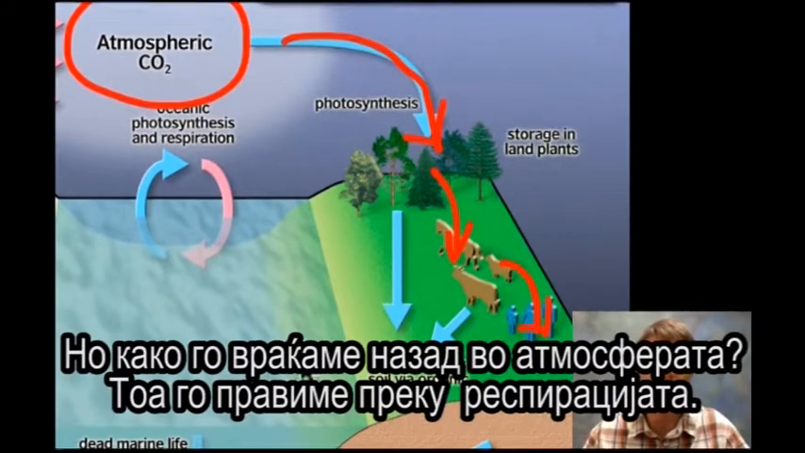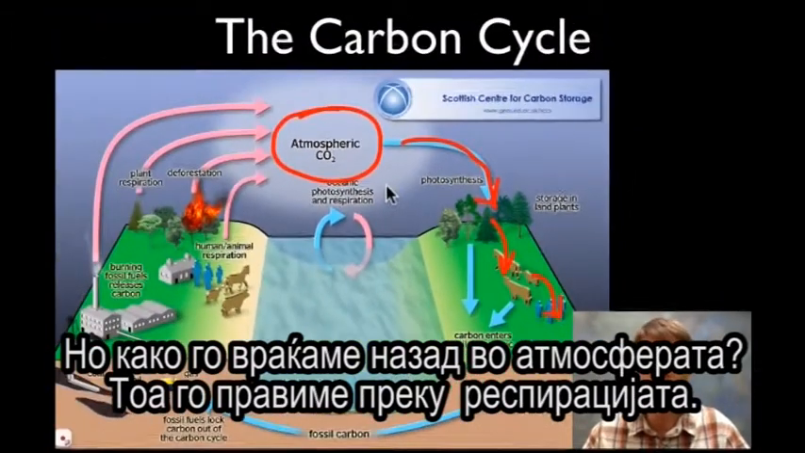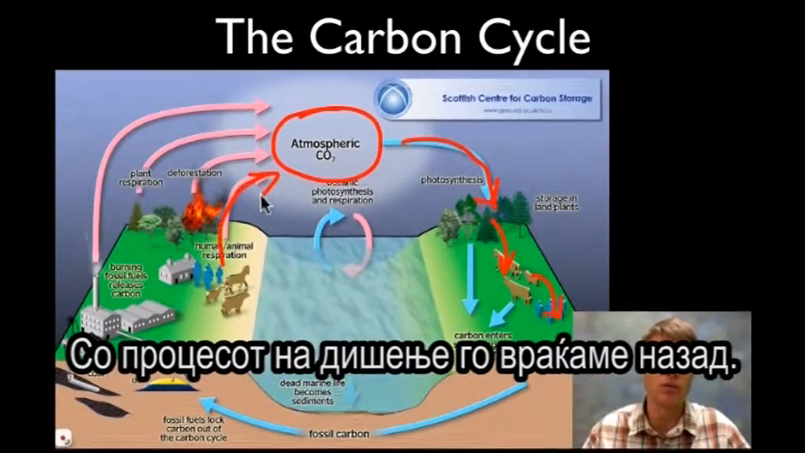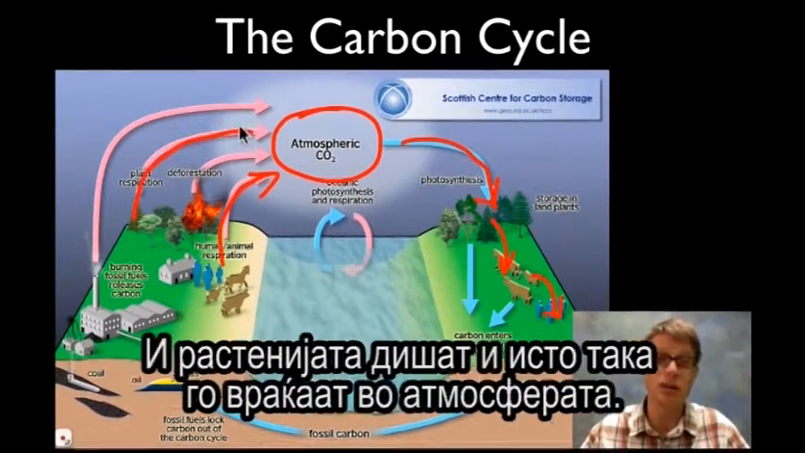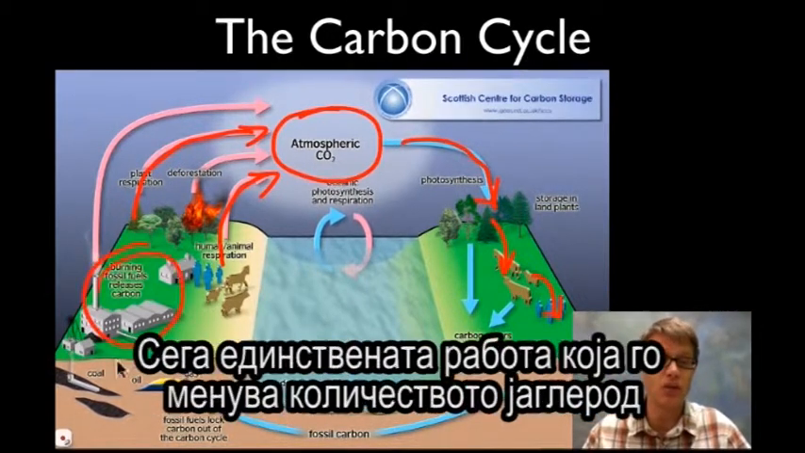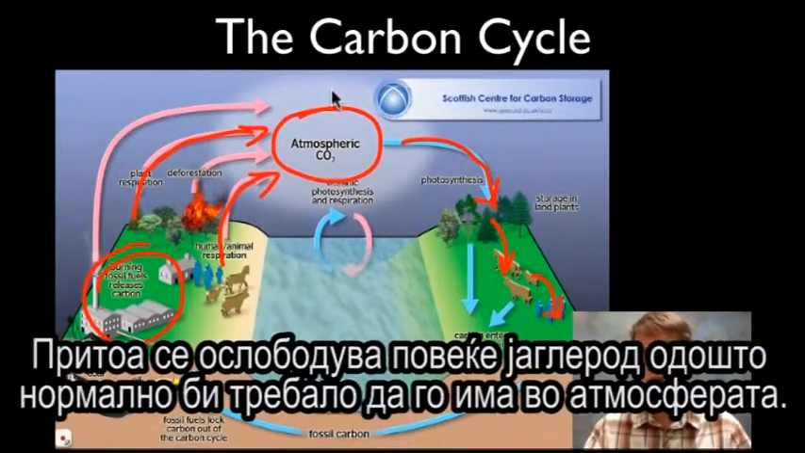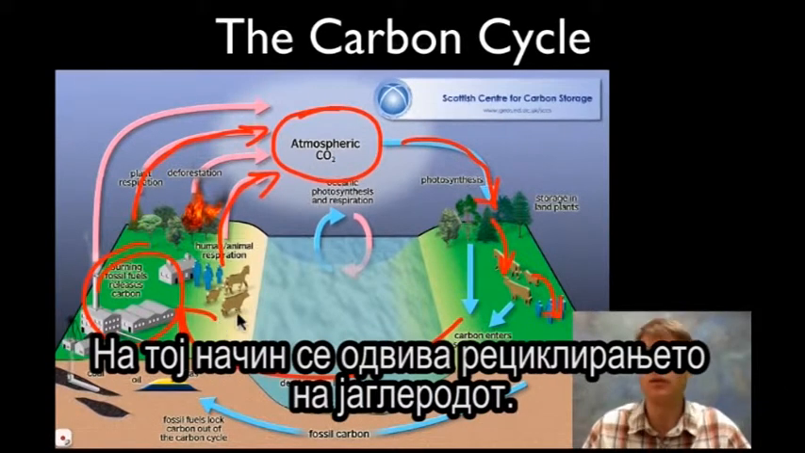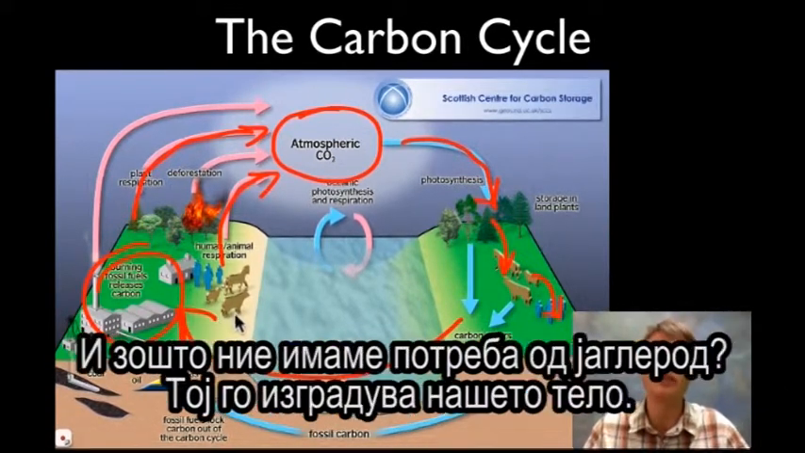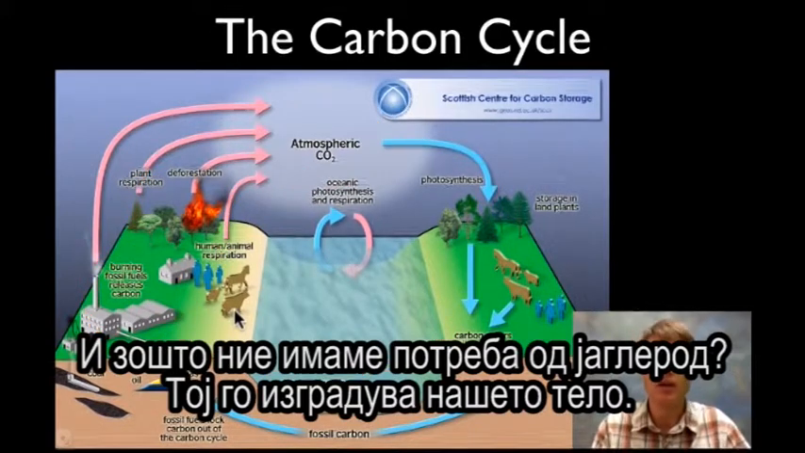But how do we then return it back into the atmosphere? We're going to do that through respiration. And so as we respire, we're going to return that. As plants respire, remember they're doing respiration as well, that returns it. Now, one thing that we're changing is the amount of carbon, because we're burning fossil fuels, which releases more carbon than normally would be in the atmosphere. But we've got this wonderful recycling of carbon. And why do we need carbon? Again, to build us. Let's go to the next one.